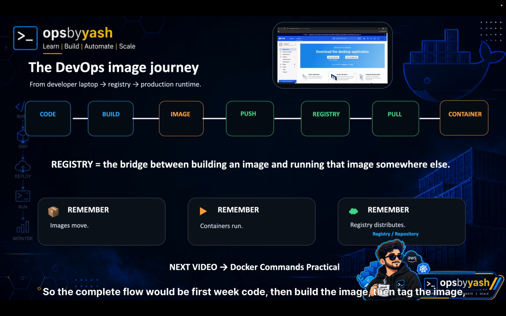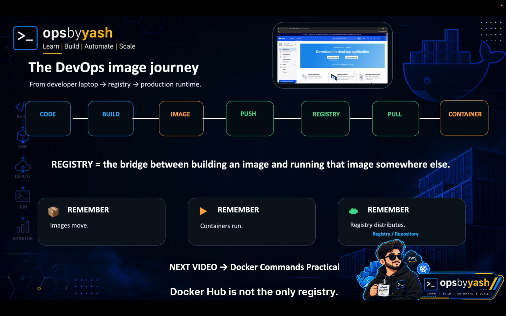So the complete flow would be: first we code, then build the image, then tag the image, then push it to the registry, and then the respective systems will pull those images and create a container from that. This is the bridge between Docker development and real-world DevOps deployment. And one final thing to remember: Docker Hub is not the only registry. You can have private registries inside an organization, cloud-based registries, or even run the open source Docker distribution registry yourself. Docker's official registry image can be run locally, for example, on port 5000.